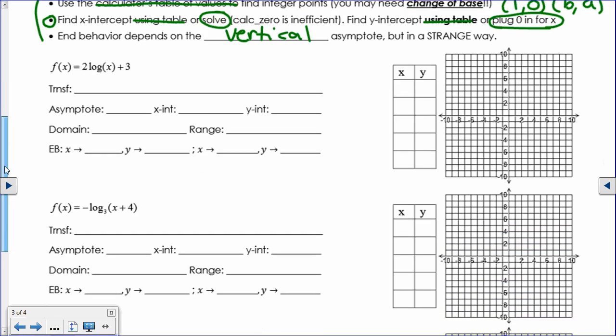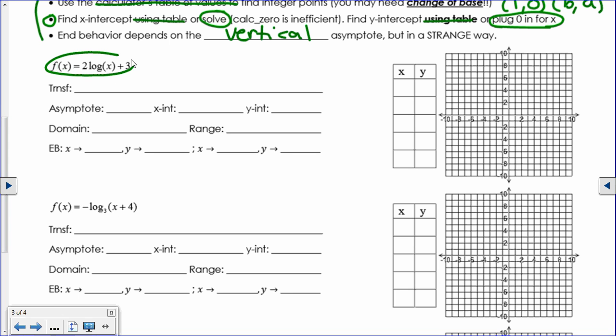Alright, so we're going to practice with this one right here. We're going to find the asymptote, and then we're going to use the log points to find how we're going to graph this. So the asymptote, let's find that first. You can tell me what the asymptote would be. Vertical. 0. You're supposed to use h. H is inside the parentheses with your x. So the asymptote is x equals 0, because h is 0.